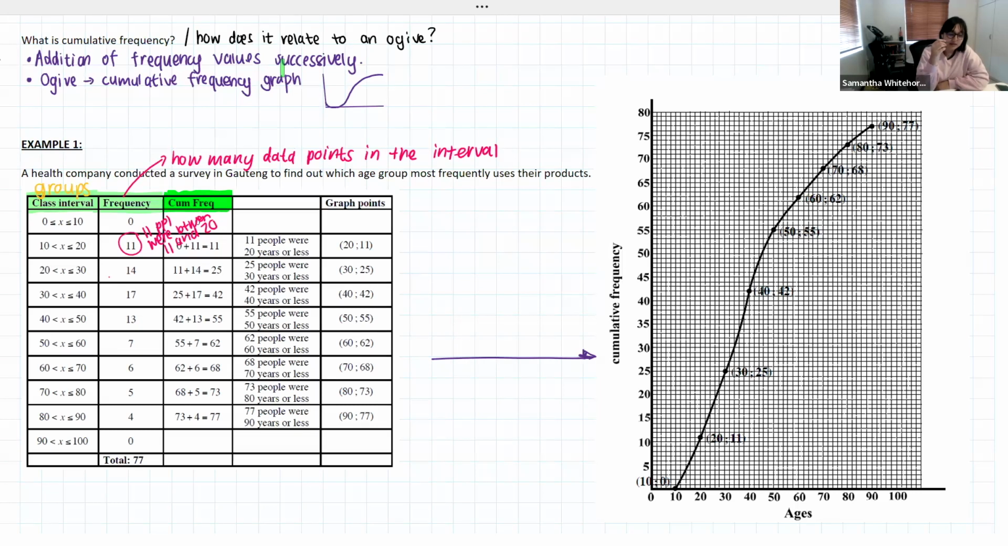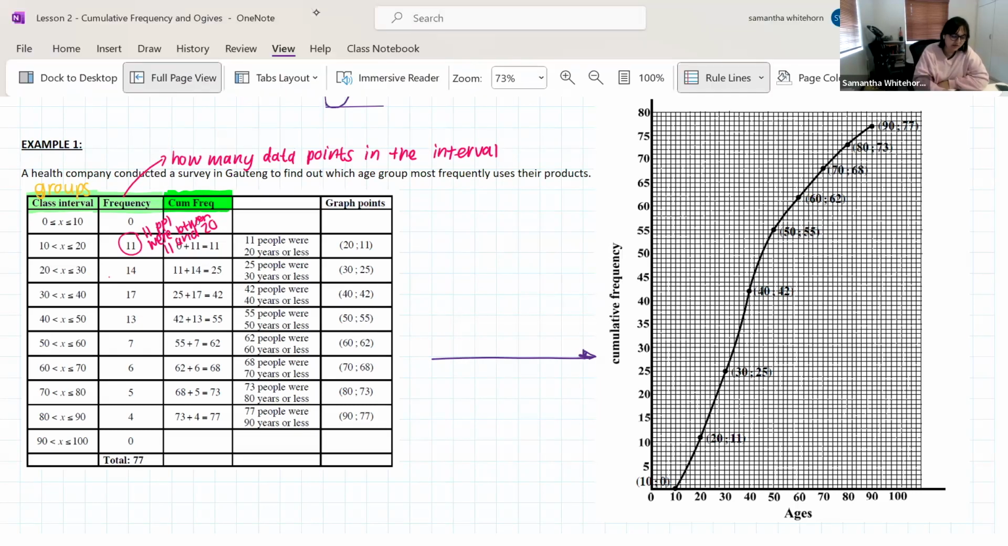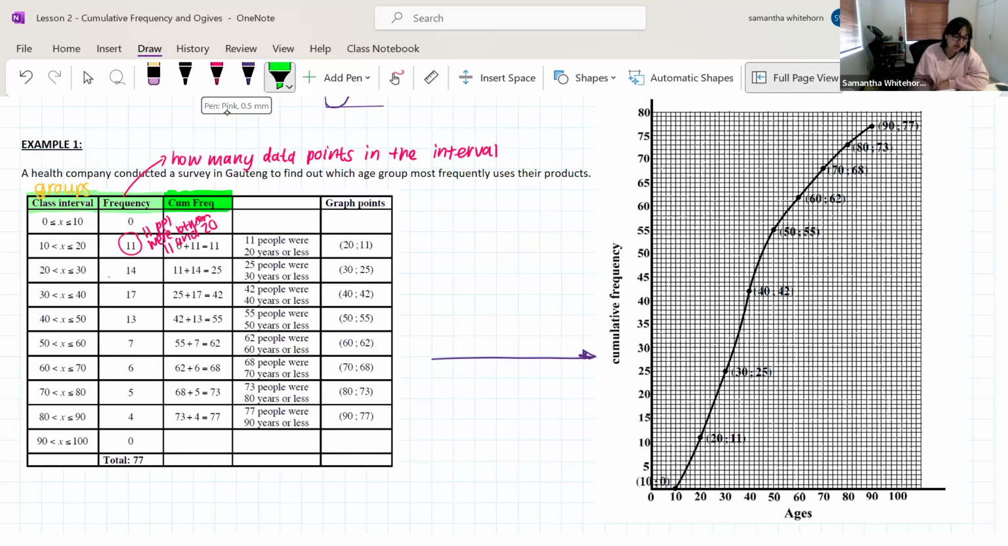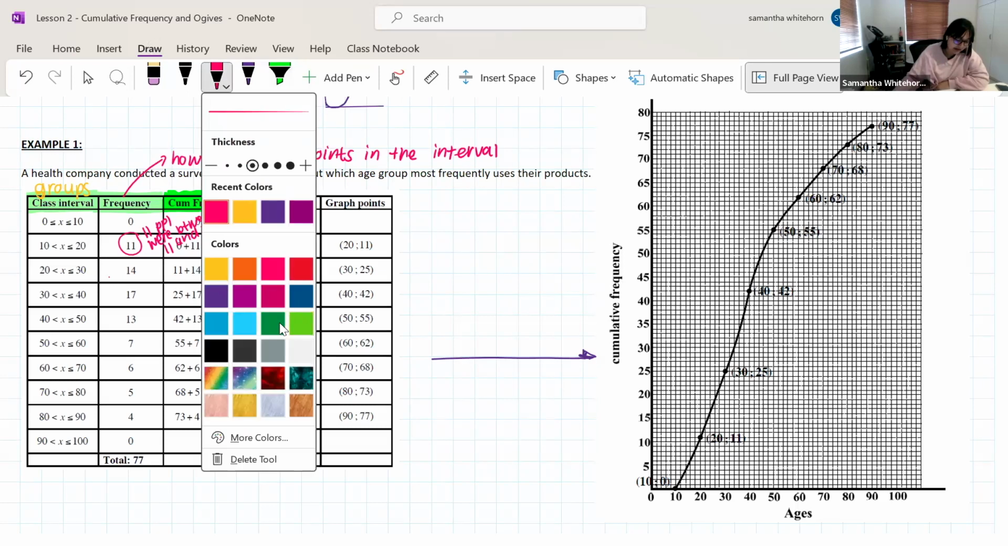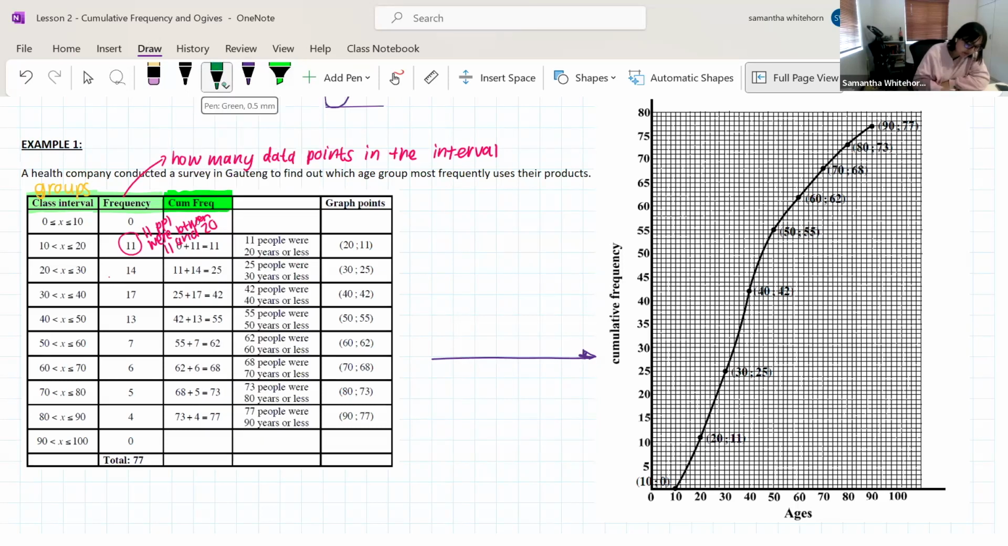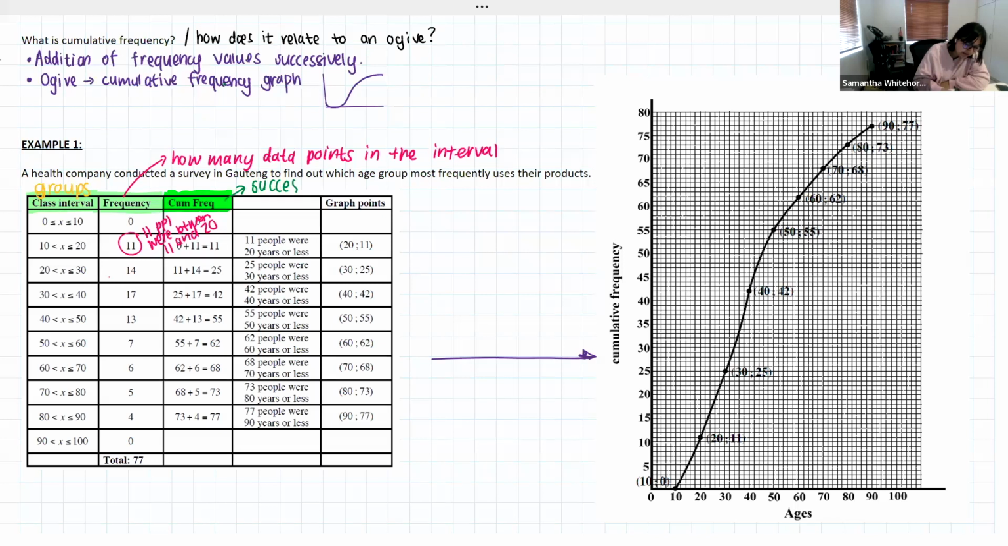Okay, so cumulative frequency is basically the successive addition of your frequency values. And I'll explain what I mean by that now. If you think about what cumulative means, it sounds like accumulation. So we are getting more and more of our frequency values that we're adding together to get the cumulative frequency. Okay, so cumulative frequency would basically be as follows.